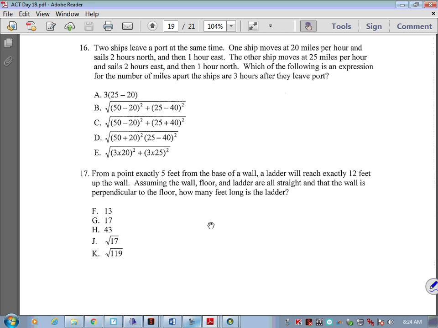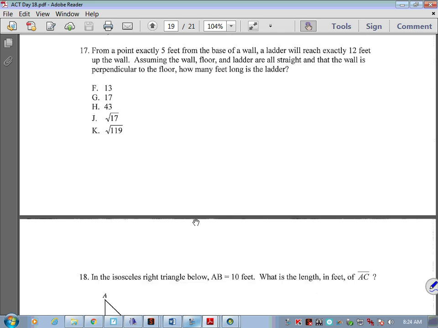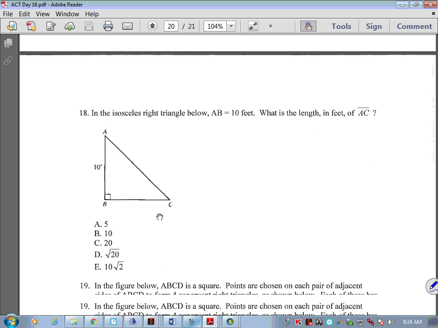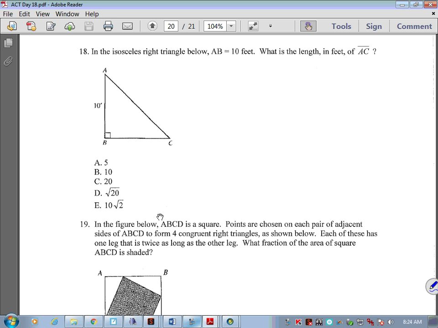16 is B, the square root of (50 minus 20) squared plus (25 minus 40) squared. That's B. 17 is F, 13. Okay, we're getting close. 18 is E, 10 radical 2.